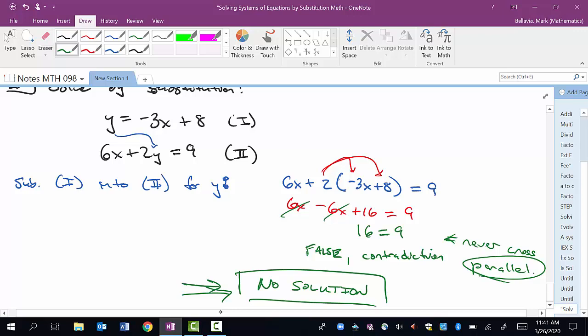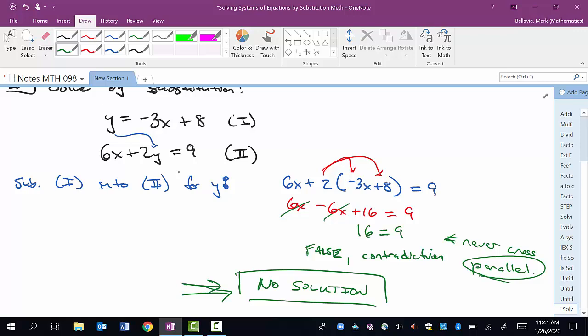Because remember, the solution for a system is the point that they share where the lines cross. If you were to get equation 2 into y equals mx plus b type form, in that slope-intercept form, you would notice that the slopes would be the same. That's what parallel lines have in common, but they'd have different y-intercepts. So this can happen. Just make sure you're aware of it.